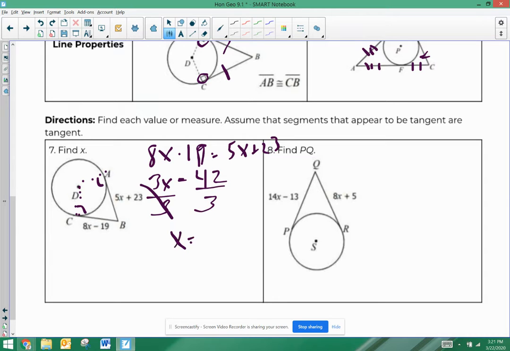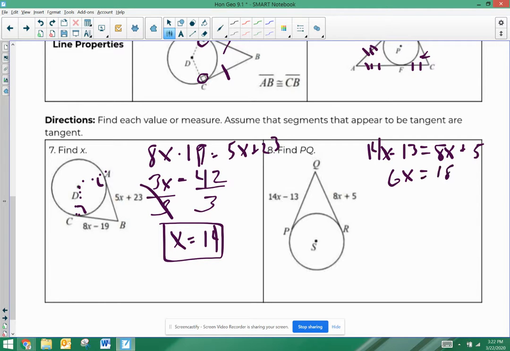And x equals 14. So all we have to do is solve for x. Not bad, not bad at all. Number 8, we have to find PQ. So I set them equal to each other. They're both tangents to the same external point, so I know they're congruent. 6x equals 18. X equals 3. I'm going to find the measure of segment PQ. PQ is 14 times 3, which we know is 42, minus 13.